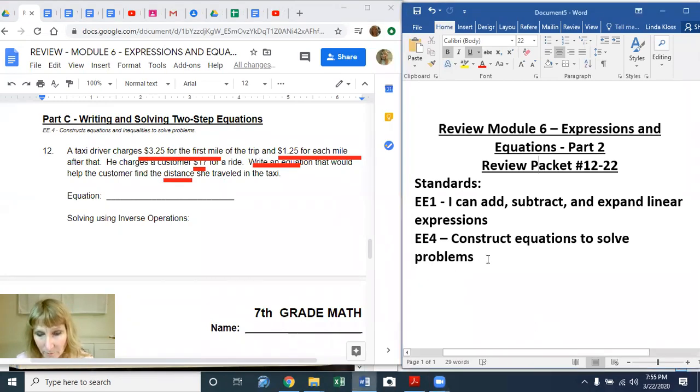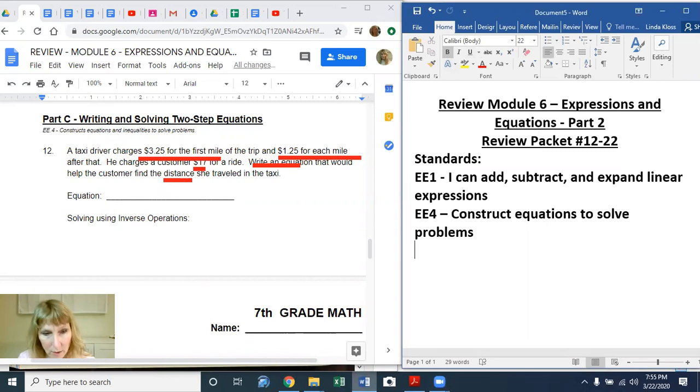So I'm going to come over here, and we are going to make an equation. So if we look at this, we have something called a flat fee, and we have a rate. So we have to decide which is which. We have got $3.25 to choose from and $1.25 to choose from. So which one of these do you think would be the rate? I can't hear you. Right, $1.25 would be the rate because it's saying $1.25 for each mile.